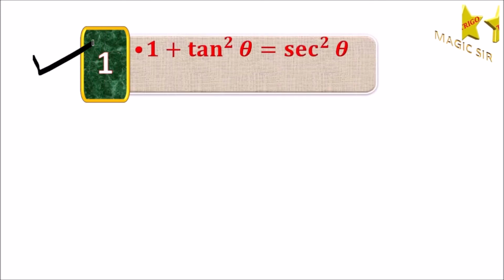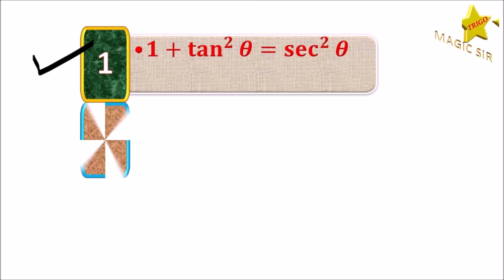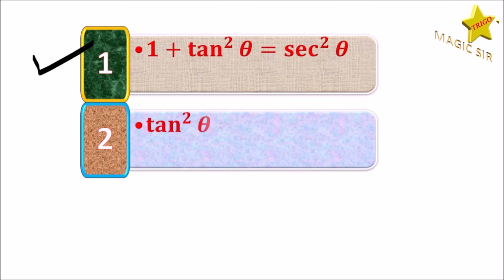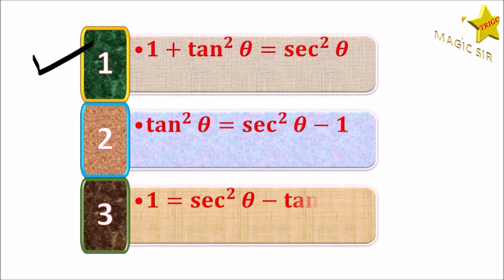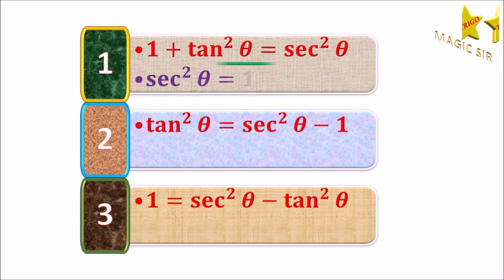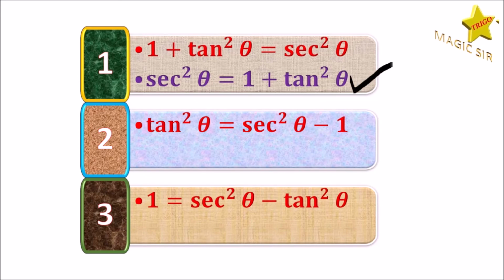Look at these different forms of the identity 1 plus tan square theta is equal to secant square theta, or tan square theta is equal to secant square theta minus 1, or 1 is equal to secant square theta minus tan square theta. Sometimes we will use these formulas from the right hand side to the left hand side. See the animation. 1 plus tan square theta equal to sec square theta. So we can write 1 plus tan square theta in place of sec square theta.